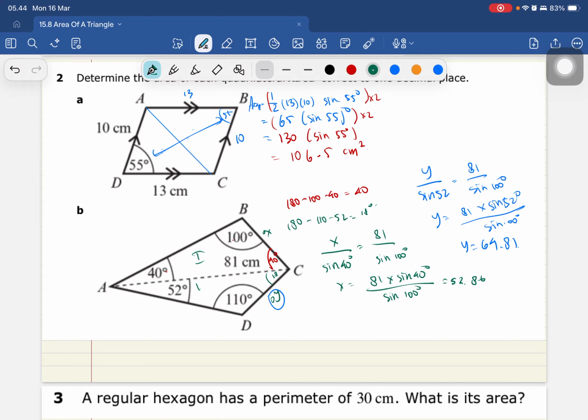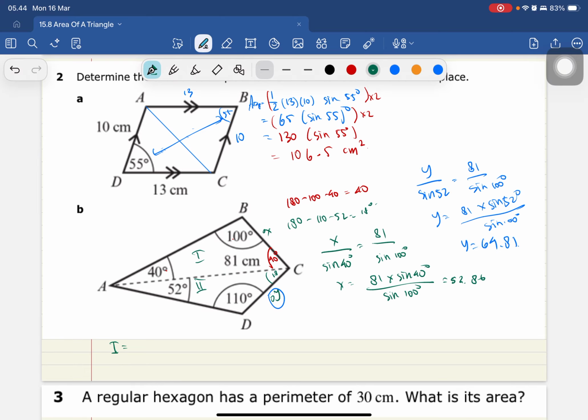So we can use the area formula, the first area and the second area. The first area is half, where x is 52.86, times 81, and with this angle sine 40 degrees. So 1/2 multiplied with 52.86, and then multiplied with 81, then multiplied with the sine of 40 degrees. So the first area is 1376.09.